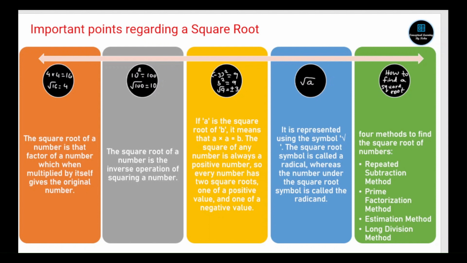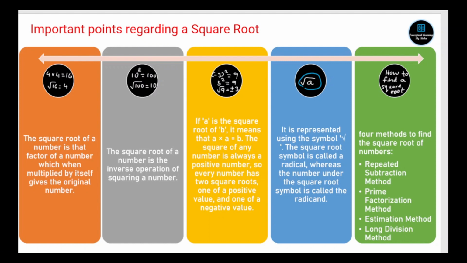The square root symbol is this, the square root of a. This is a radical, and the radicand is a here. Now there are different methods, as I mentioned: the repeated subtraction method, prime factorization method, estimation method, and long division method are available.